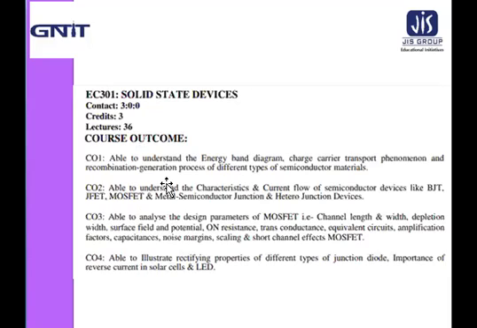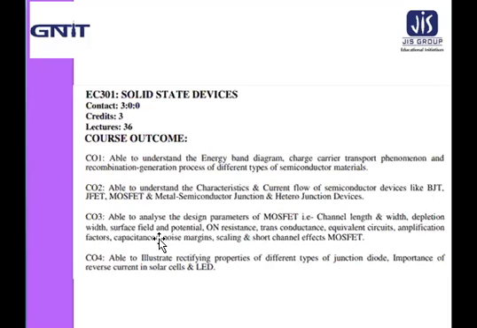The first one is to be able to understand the energy band diagram, charge carrier transport phenomenon, and the recombination generation process of different types of semiconductor materials. The second course outcome is to be able to understand the characteristics and current flow of semiconductor devices like BJT, JFET, MOSFET, and metal semiconductor junction and heterojunction devices.